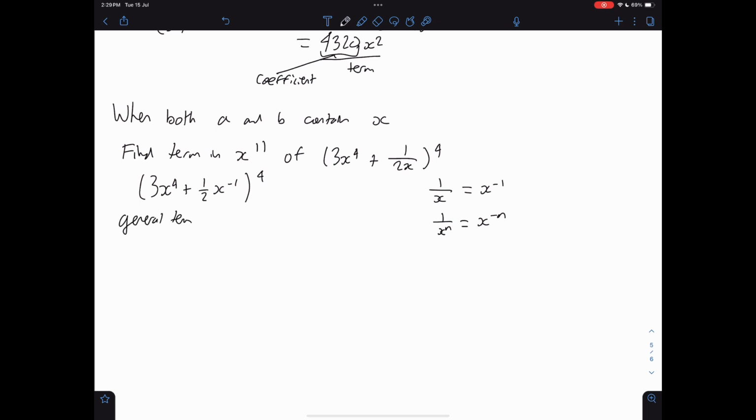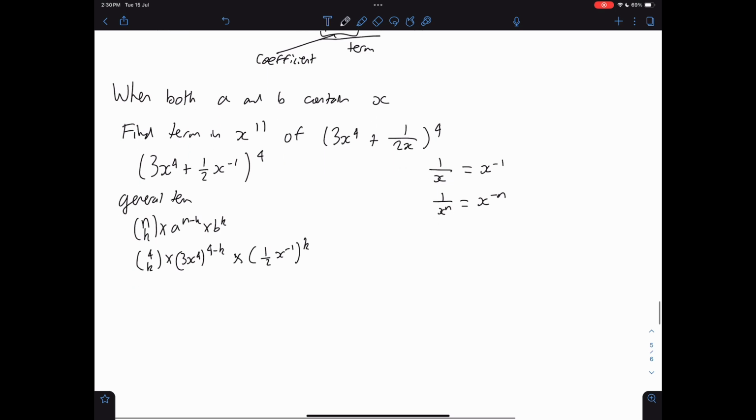And so your general term, again, is going to be n choose k times a to the power of n minus k times b to the power of k. And you just put in what you know for now. You don't know your k, you're trying to find out which k you want to use, but you know your n's going to be 4, and you know your a and your b. And you want this to be some coefficient multiplied by x to the power of 11.